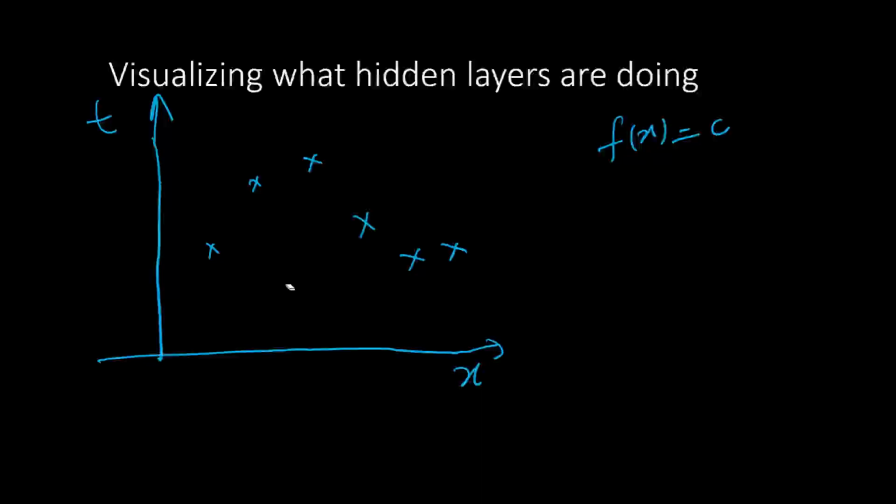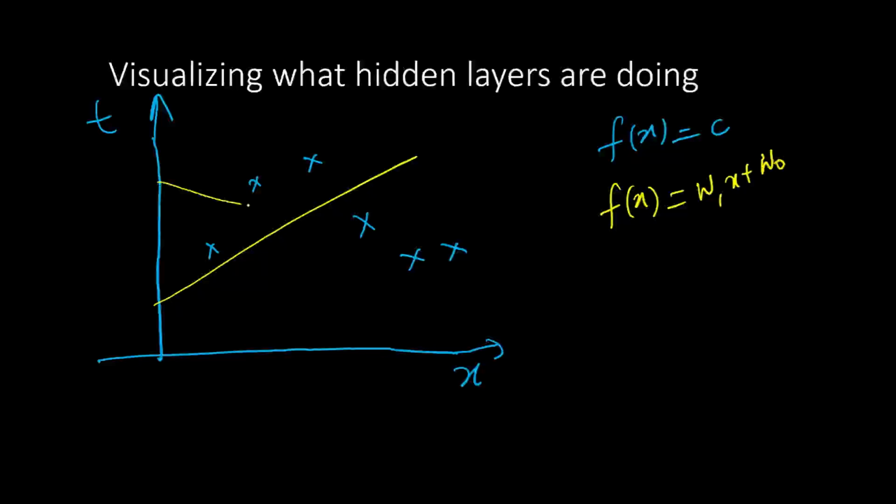So now let's look at another function, f of x is equal to w1x plus w0. That particular function can be any kind of a line, and the line that comes closest to all the points in a mean square sense is probably the line that I will go with, and that's one kind of function that I can model. That may not come very close to some interesting set of points that you see here.